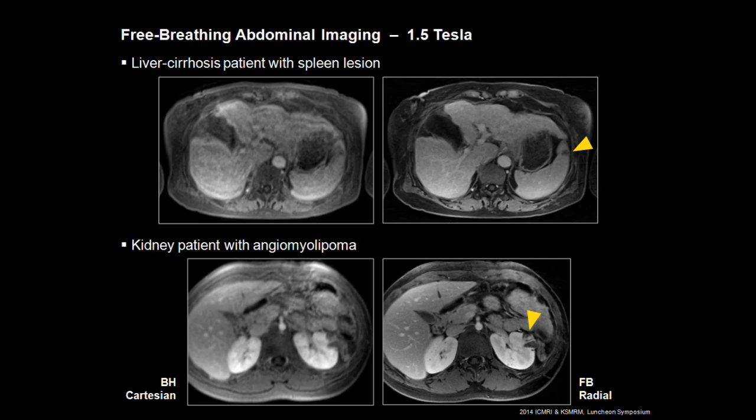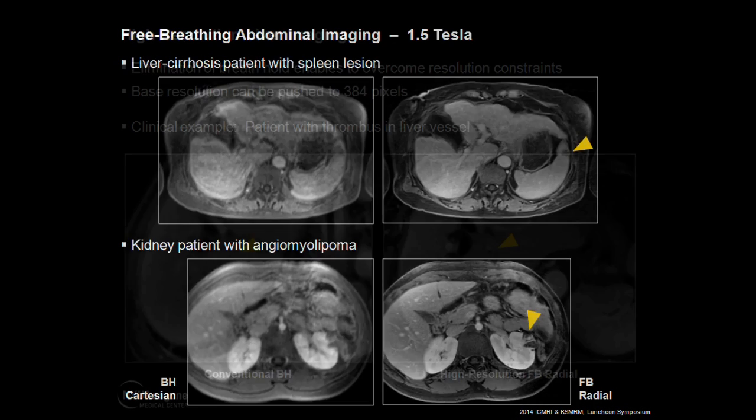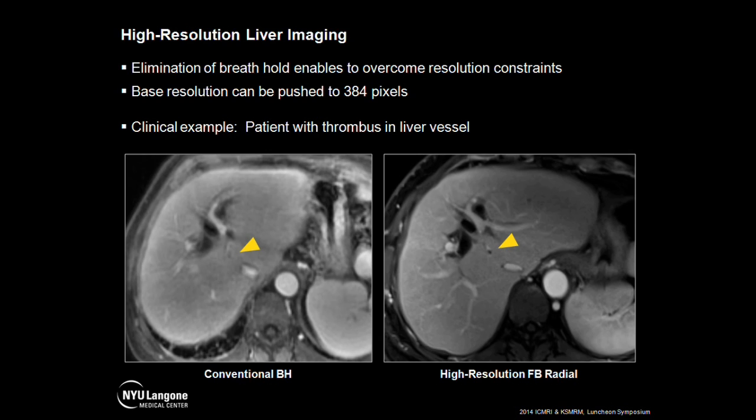And this is actually a significant advantage of this free breathing approach, because if we do not need a breath hold anymore, then we can of course go to much higher spatial resolution. So the achievable spatial resolution is not restricted anymore by the breath hold capability of the patient. And we can then go to base resolutions like 384. And on this slide, you can see a nice example that shows this advantage.